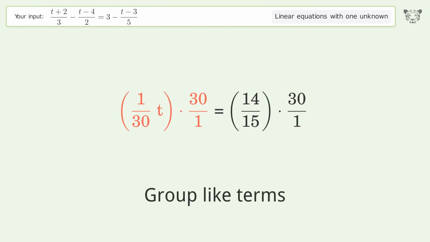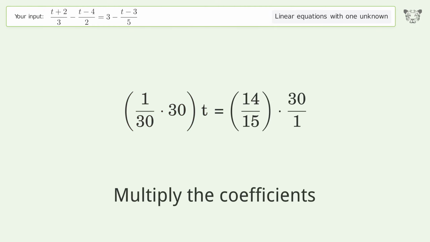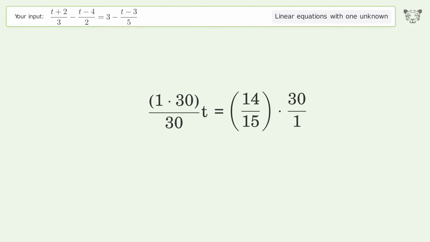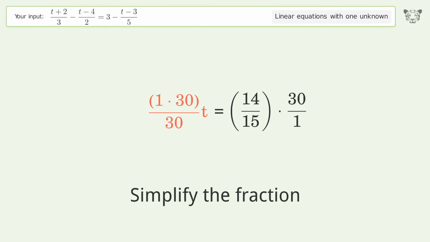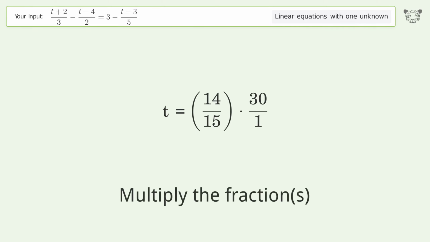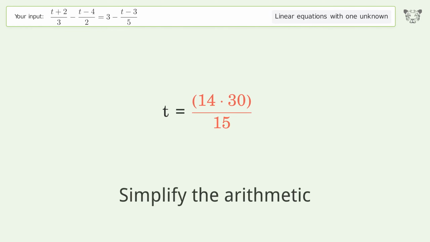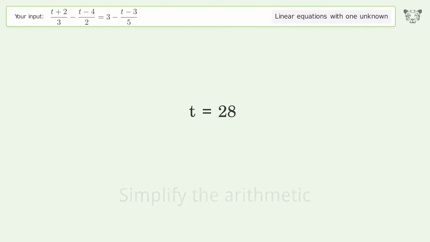Group like terms. Multiply the coefficients. Simplify the fraction. Multiply the fractions. Simplify the arithmetic. And so the final result is t equals 28.